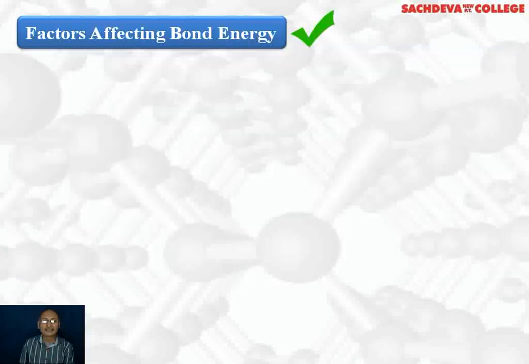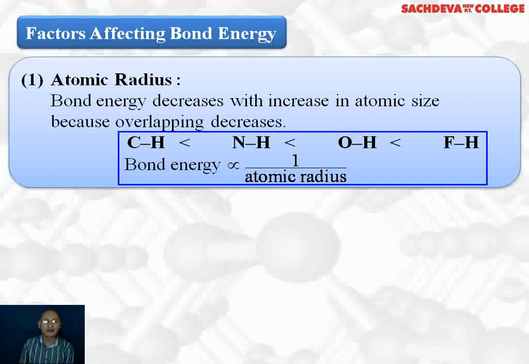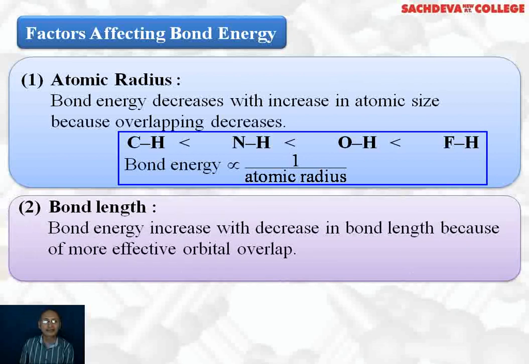What are the factors which affect bond energy? First is atomic radius. If atoms are smaller, bond length will be smaller and bond energy will be more. If atoms are larger, then bond length will be larger and bond energy will be less. For example, the bond energy of C-H is less than N-H, which is less than O-H, which is less than F-H. The reason is fluorine is smallest in size and carbon is largest in size. It means bond energy is inversely proportional to atomic radius.